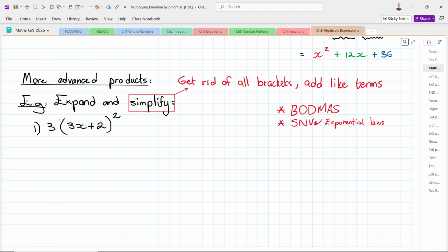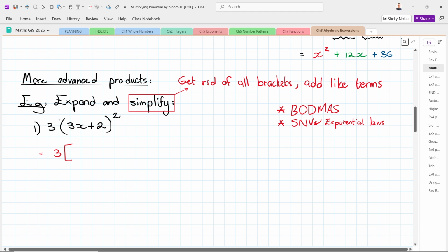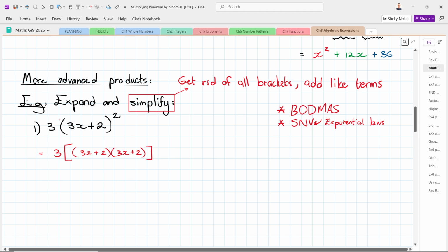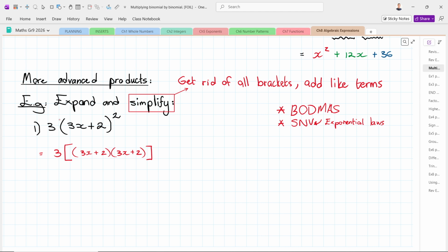Just like in our last example, I'm going to leave the 3 here. I'm going to make a bracket. Let's actually make it a square bracket to stick to the etiquette. Remember, when squaring a binomial, we are actually just multiplying the bracket by itself twice. Okay, which means we are going to FOIL. I'll draw my arrows in. And this 3 stays on the outside.